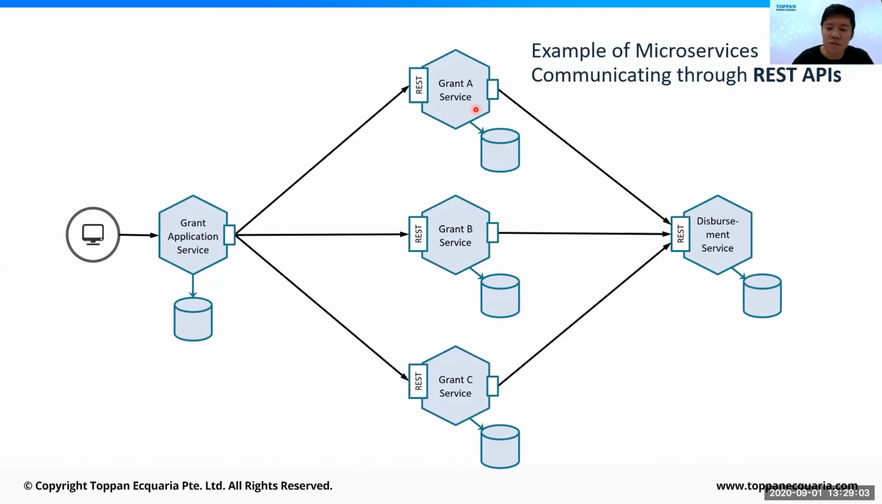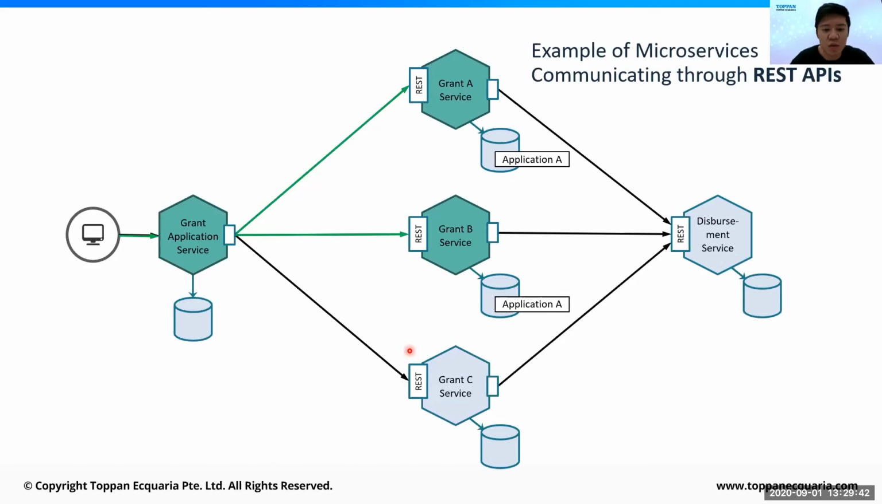Let's take a look at what are some of the challenges that we may encounter with this design. Let's go through the flow again. Imagine an applicant submits an application for all three grants through the grant application service. When the grant application service receives the application, it will try to communicate with all the three grant services to create the relevant applications. So it first calls the grant A service through REST API and successfully creates a grant A application in grant A service. Next, it calls grant B service through REST API again, and let's say it also successfully creates a grant B application in grant B service.